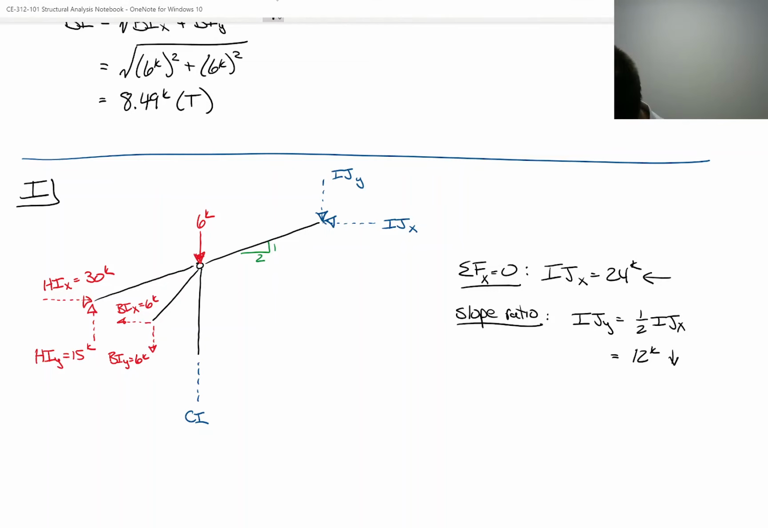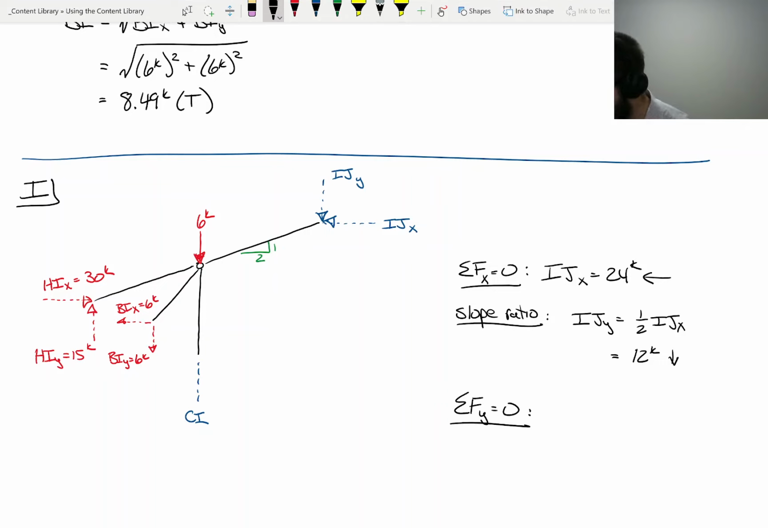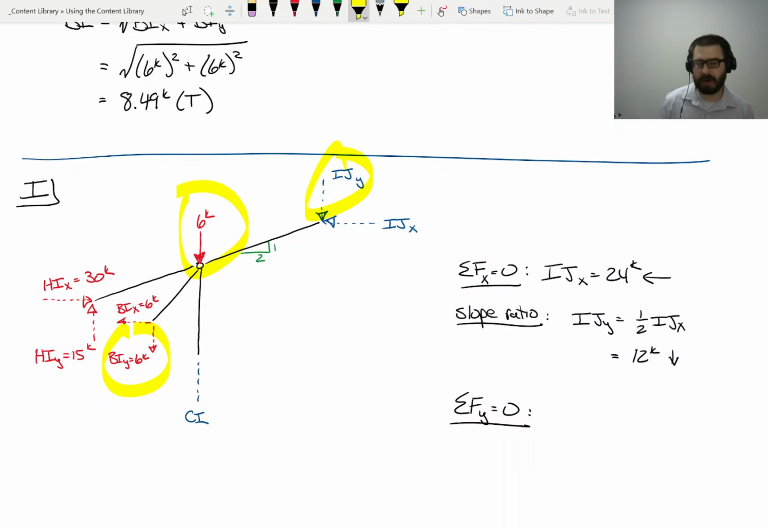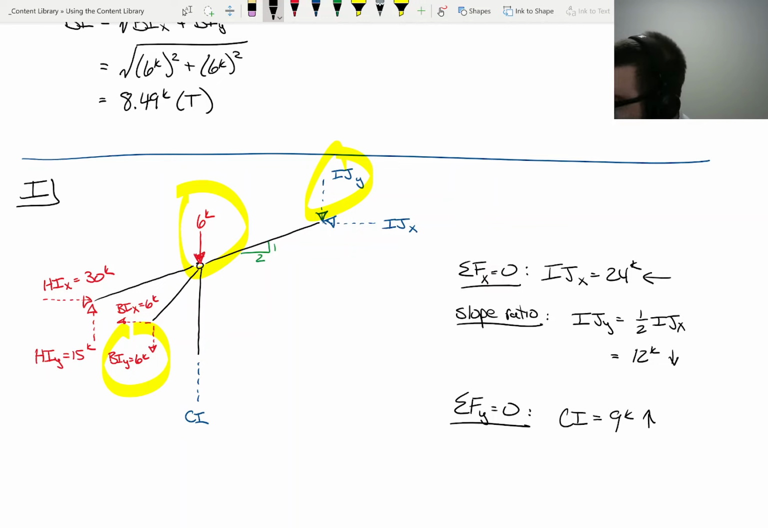All right, sum of verticals. This one might be a little trickier. You might want to draw yourself out a little table. Let's see if I can eyeball it. So what do I have going down? Okay, so I've got BIY, which is 6 kips. I've got this here, so let's use my highlighter. What do I have going down? 6 kips, 6 kips, and 12 kips. So I got 24 kips going down. What do I have going up? I have 15 kips going up. So that means that CI, I need another 9 kips going up.